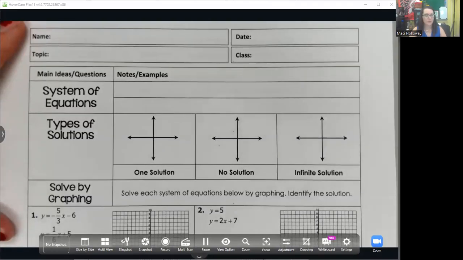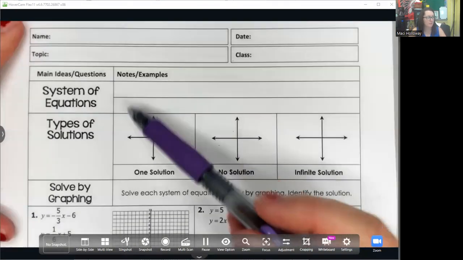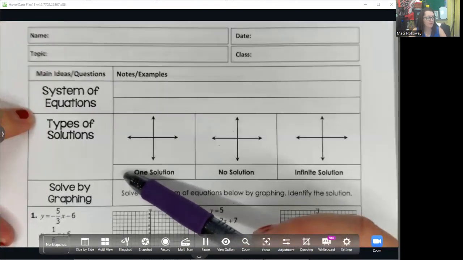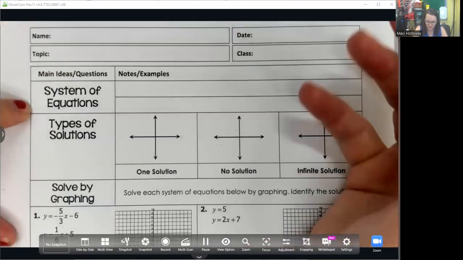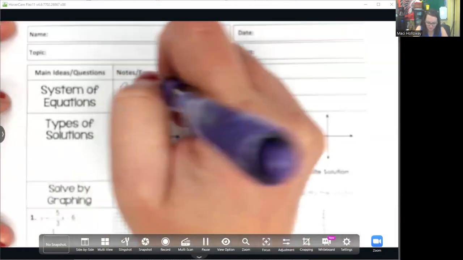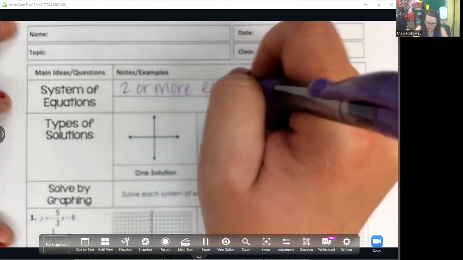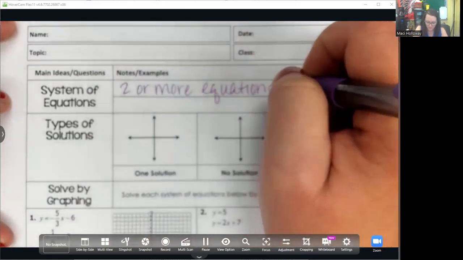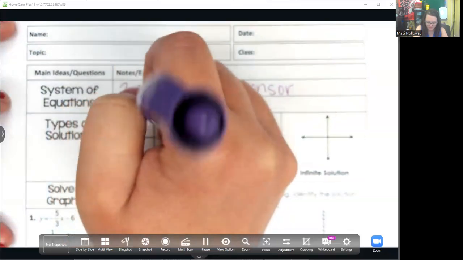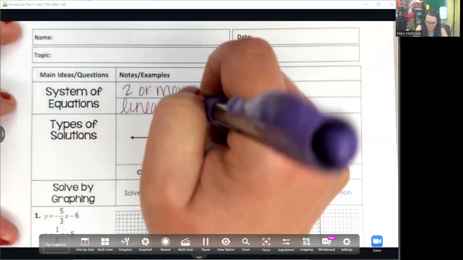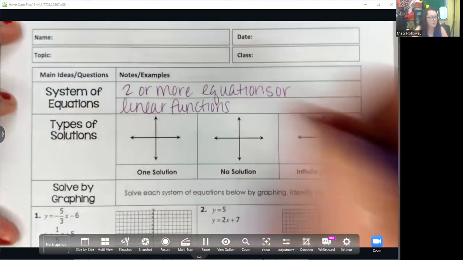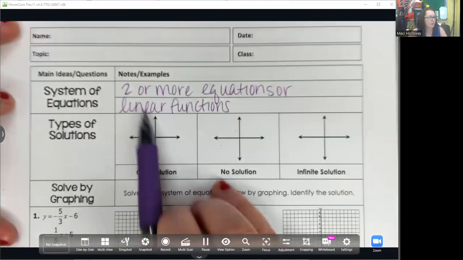All right, we are going to look at systems of equations, and we'll start with this paper here. Systems of equations are two or more equations, or could be linear functions. Today, we're just going to be looking at two linear functions.